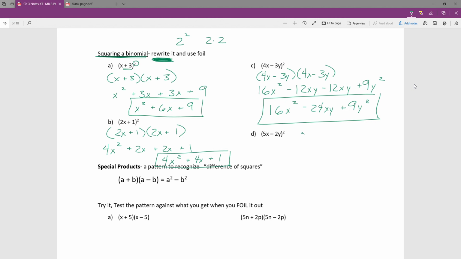one last one, taking the time to write it out for what it really means, and then FOILing it out first, outside, inside, and last, and then simplifying, collecting up the two middle terms.